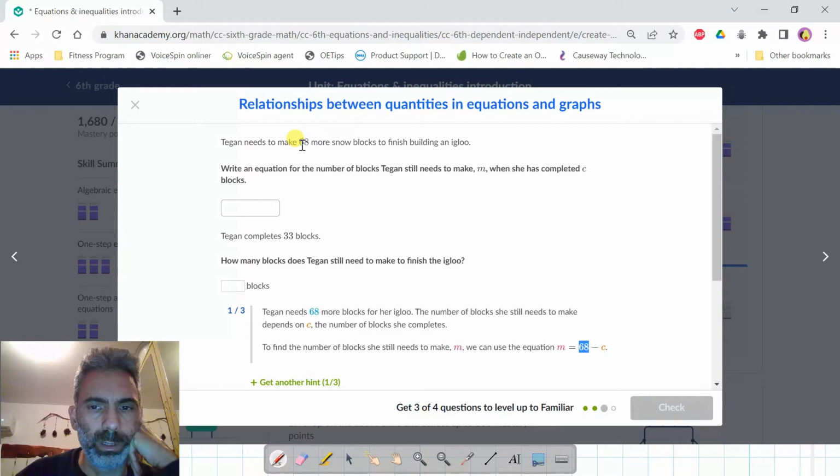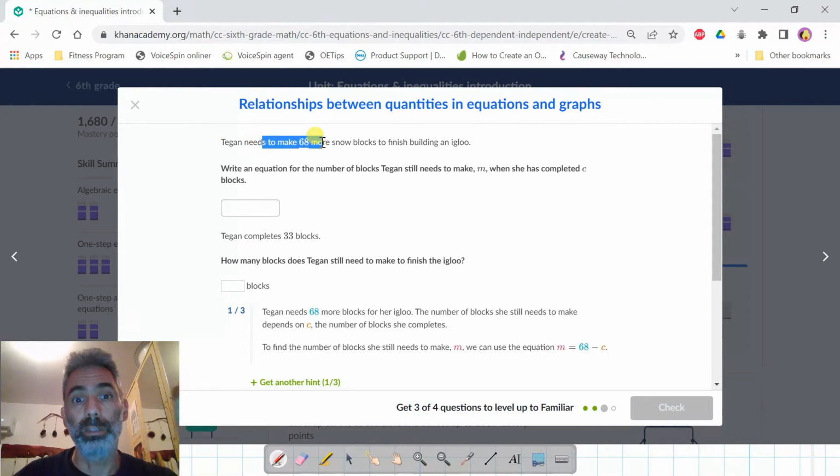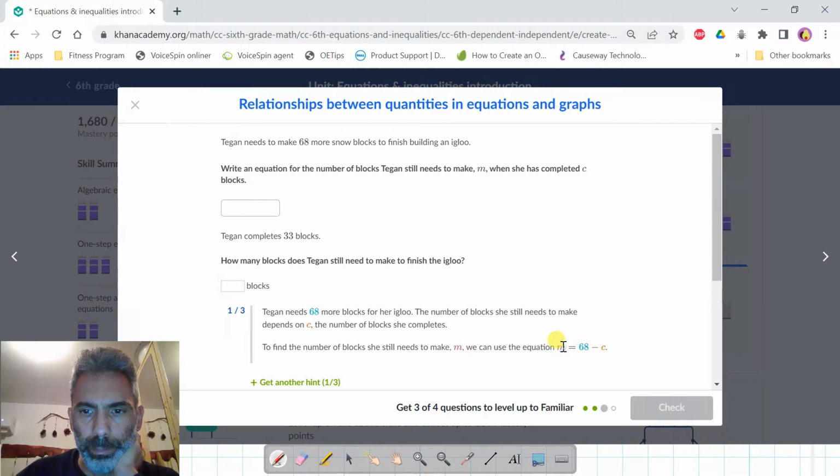I think the question is framed incorrectly, because here they're giving us the number of blocks she still needs to make, and here they say that M is the variable or the unknown, but it is known. They give us the number. Can use the equation M equals M.